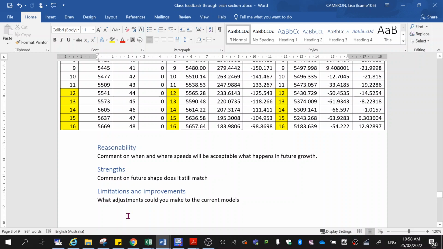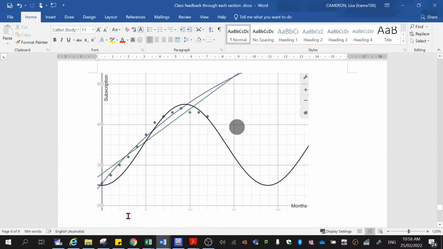Now, limitations and improvements is a good one. It's a spicy one. Let's talk about what your models actually look like. With this straight line here, the green line, that's my linear model. There's not really many improvements that you can suggest to the linear model, but you can suggest improvements to the exponential model on this one that I've got in front of me. I set my asymptote to be 6,000. If you change that asymptote to whatever that top coordinate is there, then it might fit that shape better.